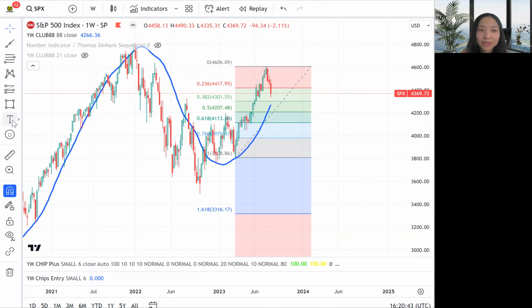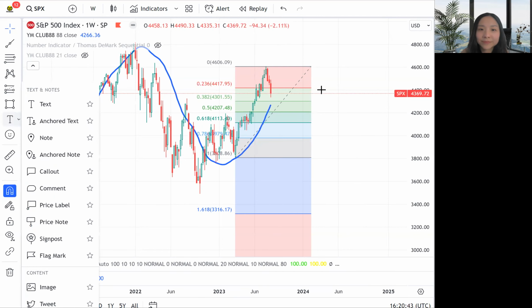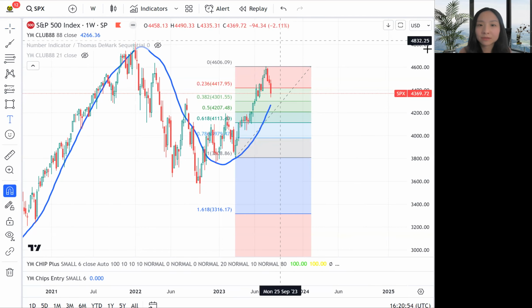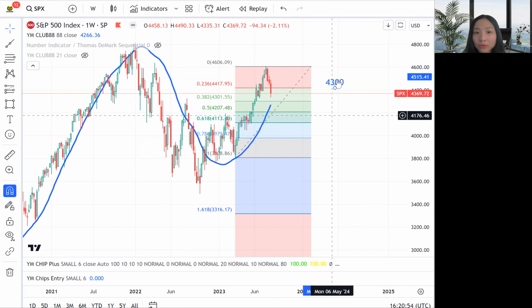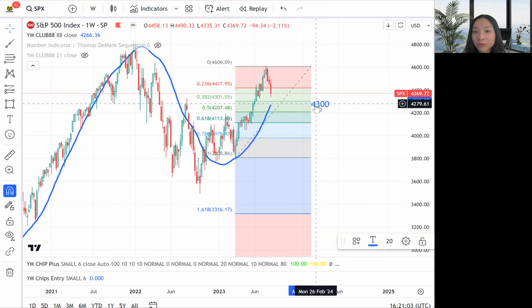Let me write it down here. 4,300 is kind of like a support, okay? So better not to drop below this 4,300. Otherwise, we will have a deeper correction, okay?